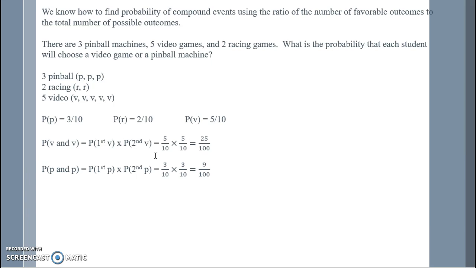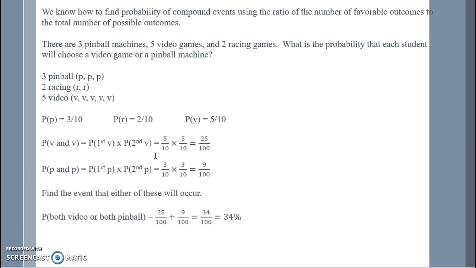Further, if they both choose the pinball machine, we would have the probability of the first student choosing the pinball machine times the probability of the second student choosing the pinball machine. So 3/10 times 3/10 is 9 hundredths. But because we have the word or, a video game or a pinball machine, we need to find that either of these events will occur. So both video or both pinball means we need to add their probabilities together. So 25 hundredths plus 9 hundredths is 34 hundredths, or 34%.